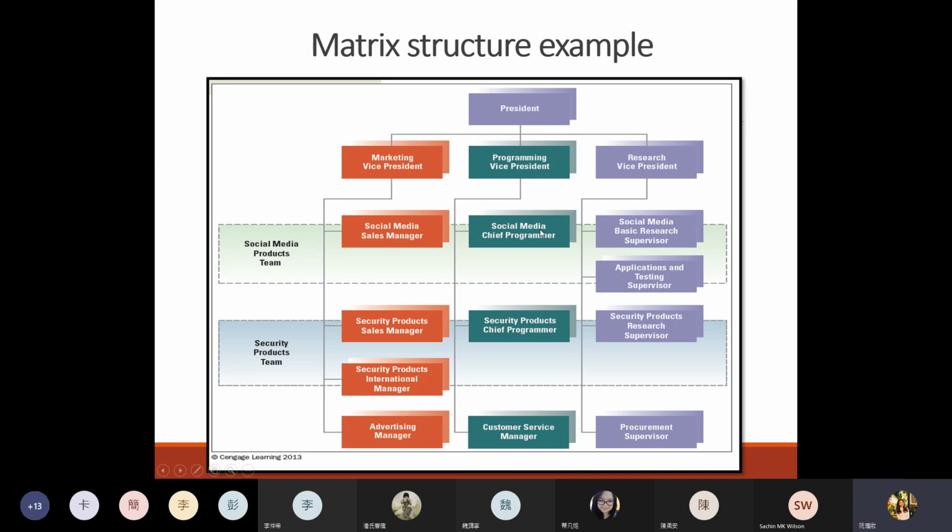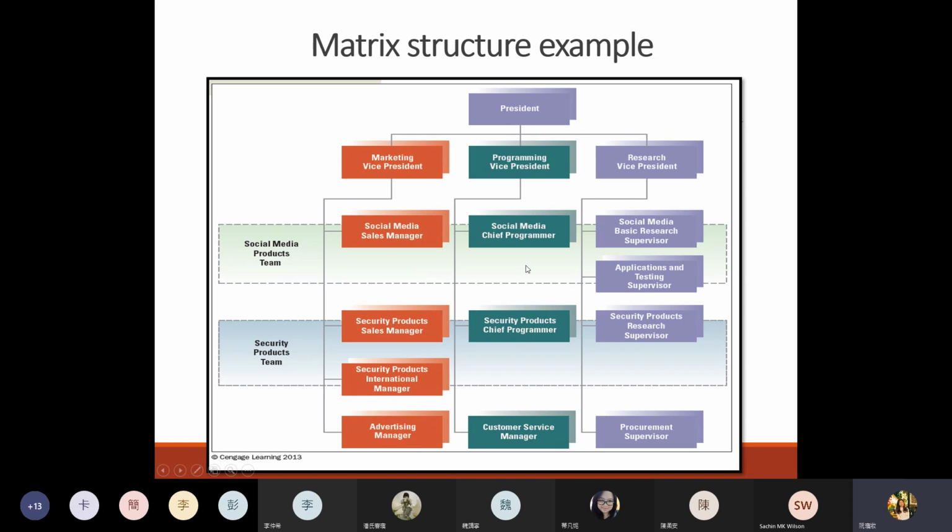And of course, here there is only a supervisor or chief programmer, but in here we also have the team, which means that we have other members under the supervision of these people in this specific expertise, and they'll work together to develop these different products.